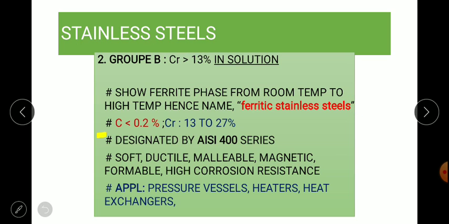Next one, content: carbon content less than 0.2% and chromium greater than 13 up to 27%. Again, designation is AISI 400 series. It is soft, ductile, malleable, again has magnetic properties and very high corrosion resistance. Basic applications of group B type are pressure vessels, heaters, heat exchangers, that is heating applications.